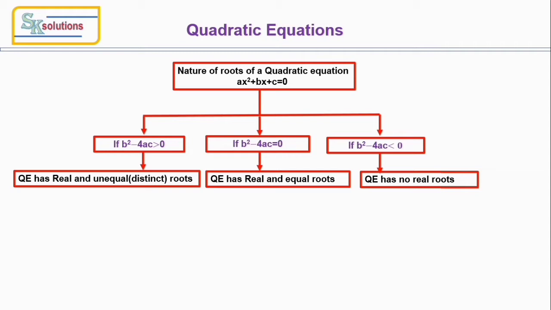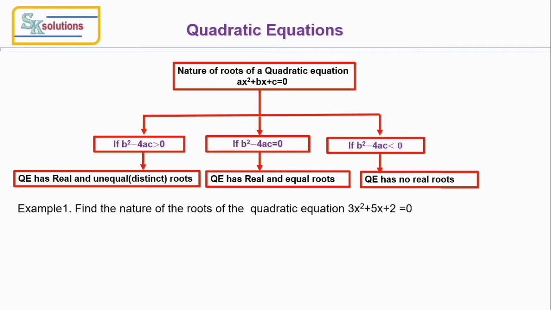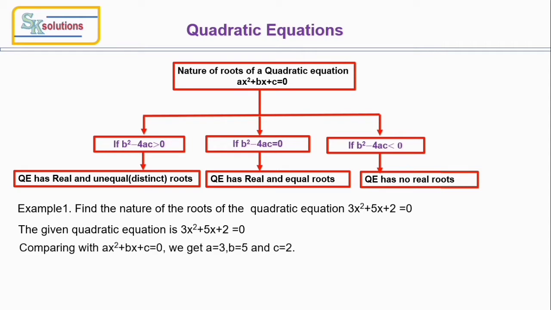Let us take up a few examples to understand this topic. Find the nature of roots of the quadratic equation 3x square plus 5x plus 2 equal to 0. You can have 1 mark, 2 marks, or 3 marks questions from this topic in the board examination. The given quadratic equation is 3x square plus 5x plus 2 is equal to 0. Let us compare this with ax square plus bx plus c equal to 0. We get a as the coefficient of x square, that is 3, and b is equal to 5, and c is equal to 2.